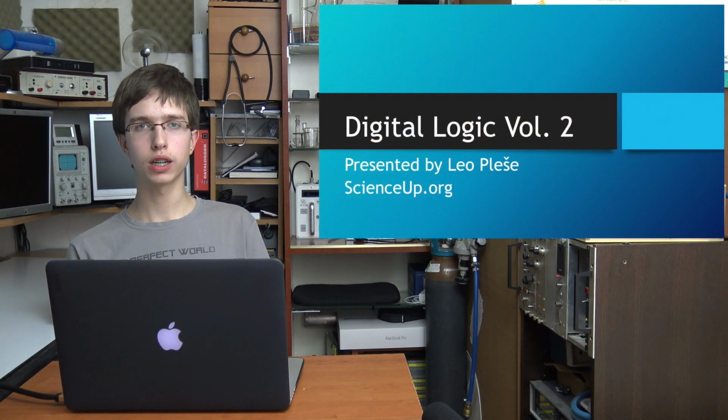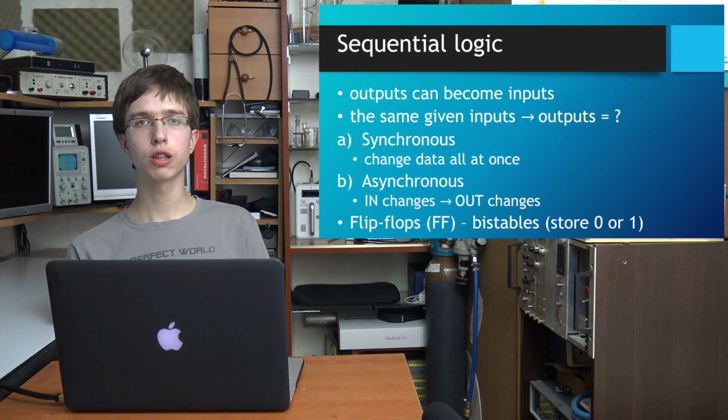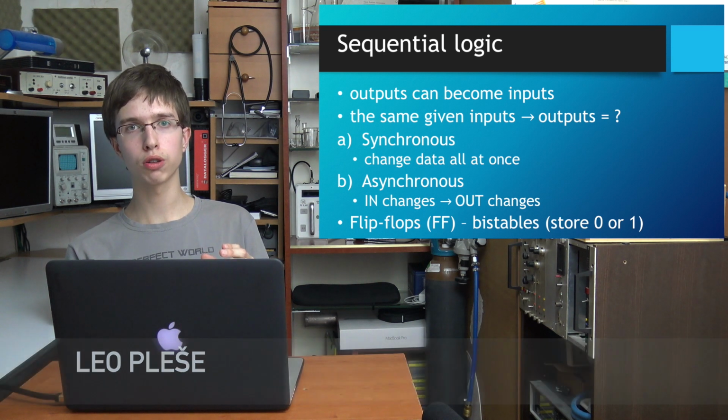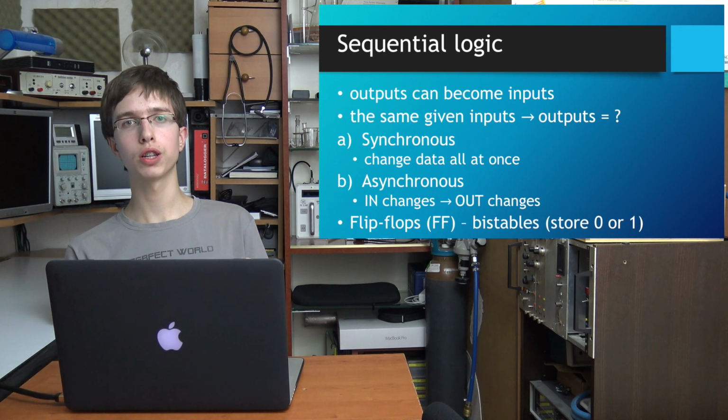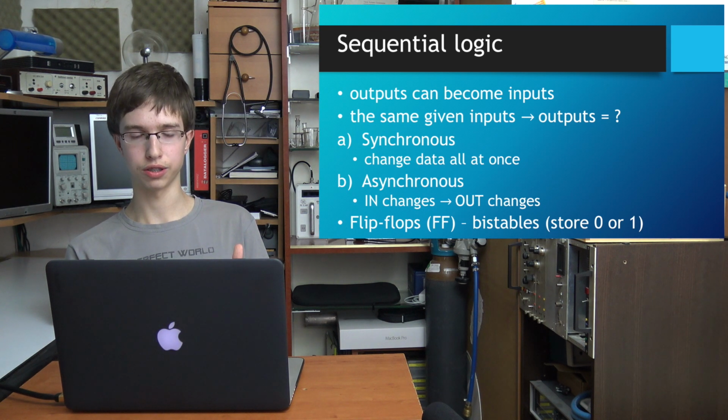Welcome to the second part of digital logic, where we're going to talk about sequential logic. Sequential logic is a logic system where outputs can also become inputs at a certain time, and outputs do not only depend on the combination of given inputs, but also on their sequence, which is one of the biggest differences between combinational and sequential logic. Sequential logic circuits can be either synchronous or asynchronous.